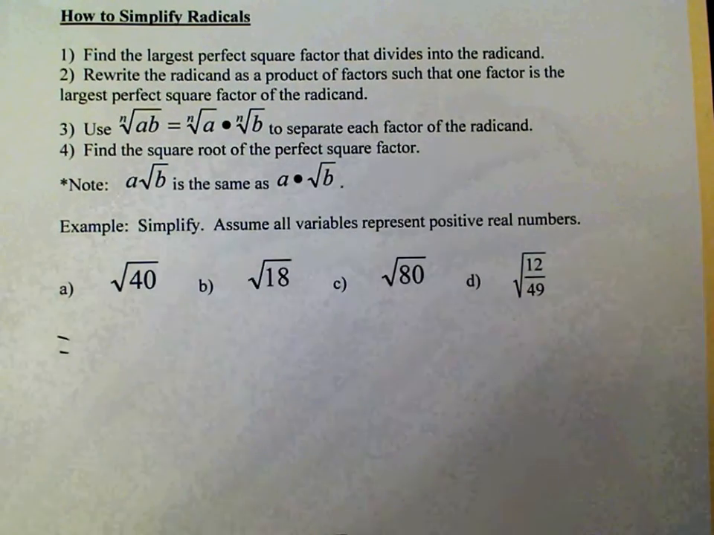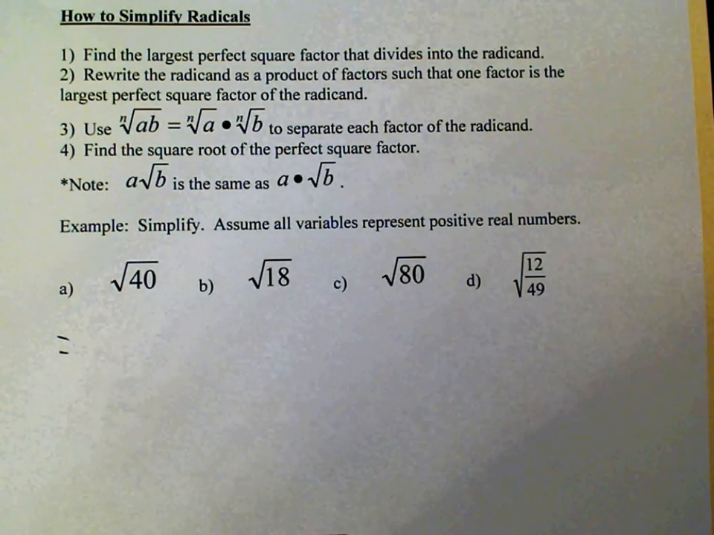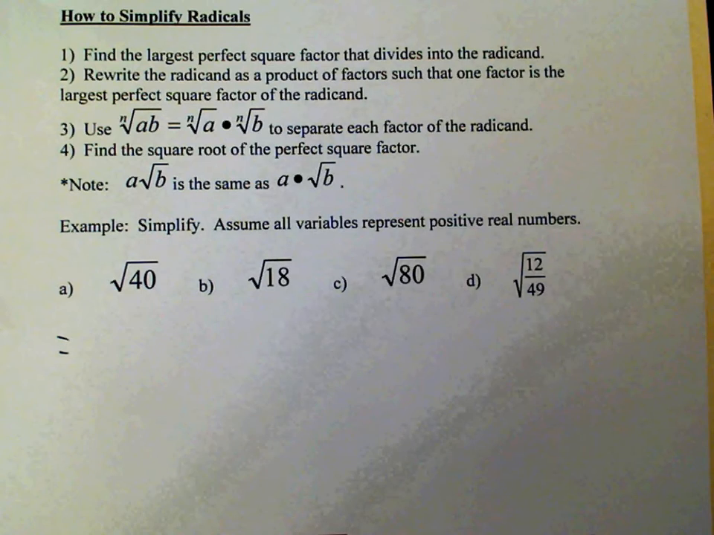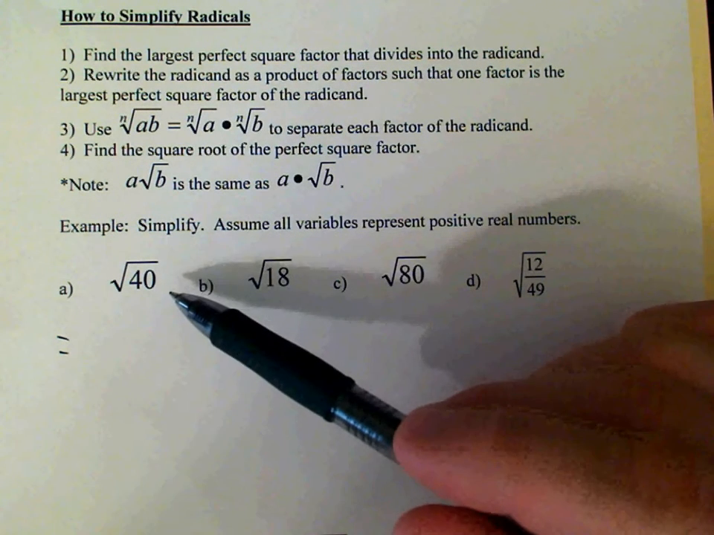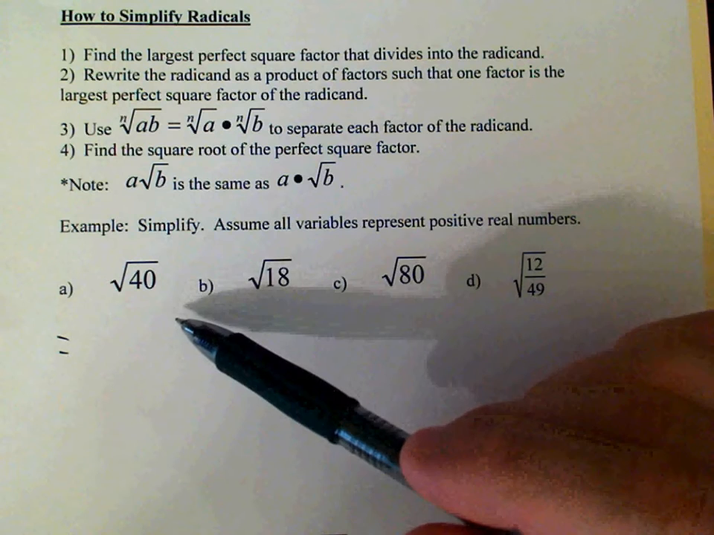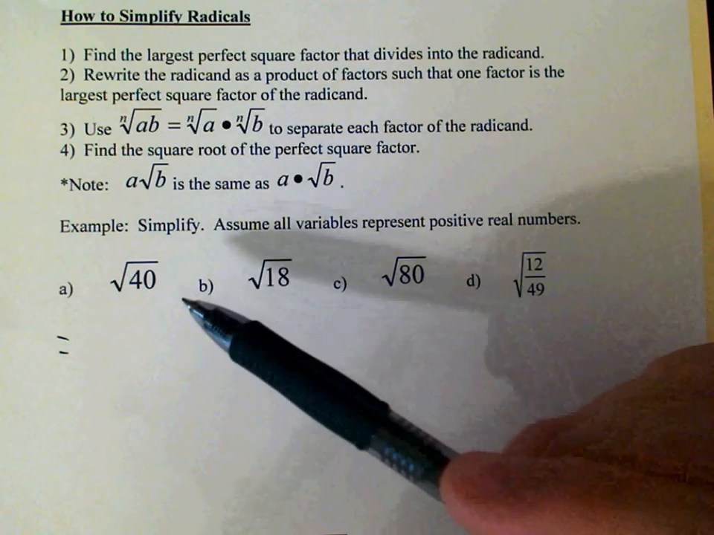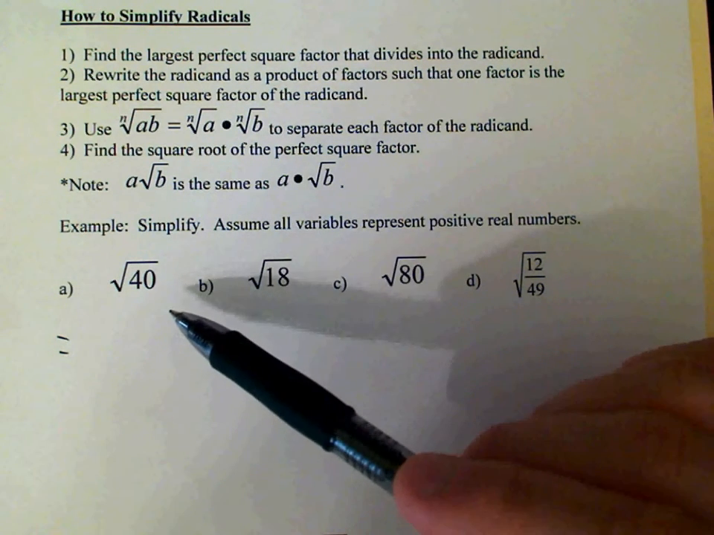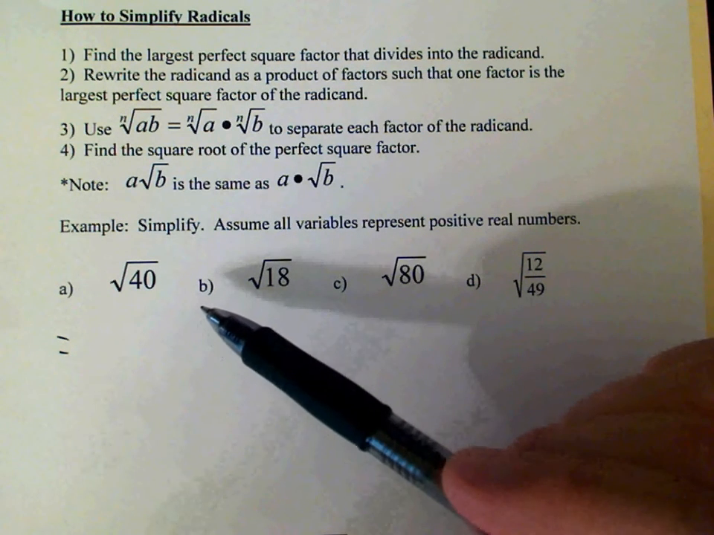So we're not finding decimals. Keep that in mind. This is not simplifying or evaluating by finding decimals. This is simplifying by removing perfect square factors. So when we look at square root of 40, there's no number squared that gives us 40. So we're going to think, what are all the numbers that can divide into 40, and what's the largest number that's a perfect square?